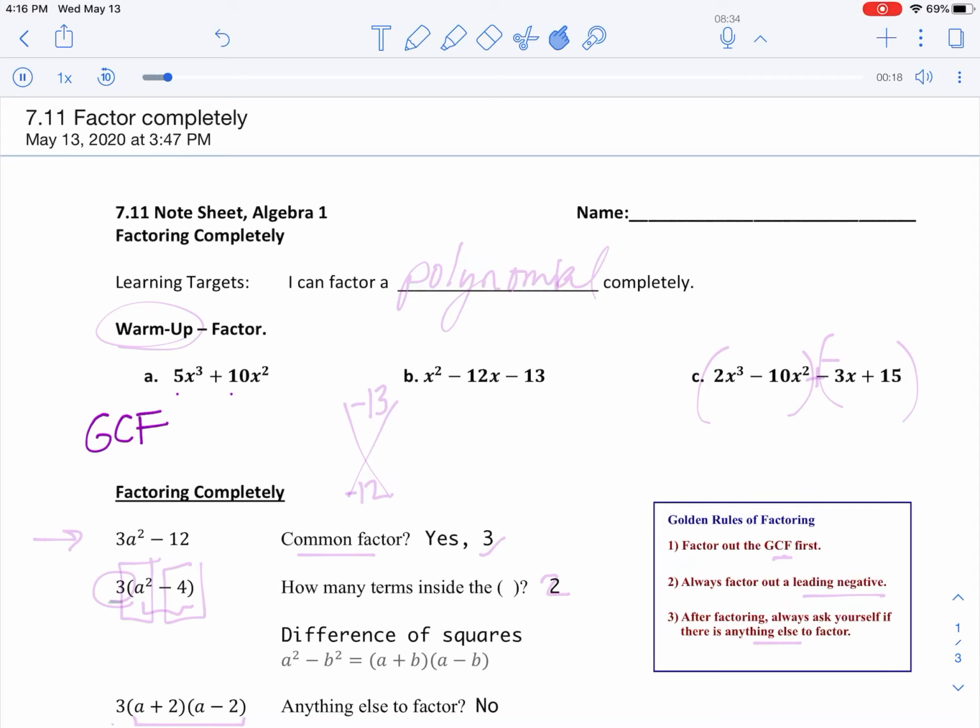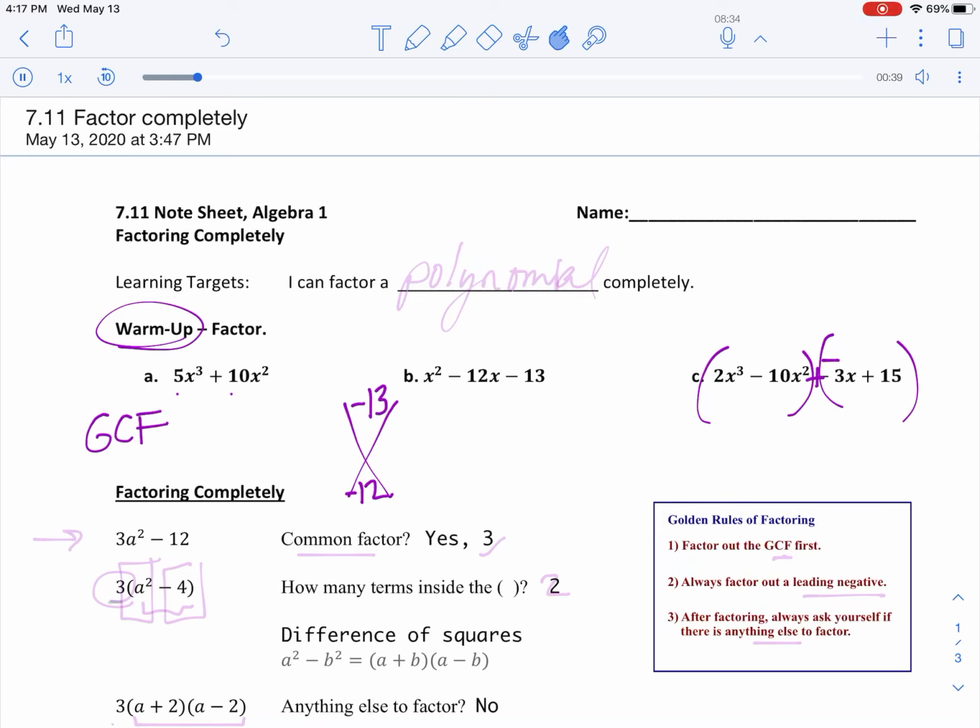For B, this one you have to factor traditionally and look at what multiplies to negative 13 and adds to negative 12. And for C, you're going to factor this by grouping. Make sure you change that middle negative to a plus and negative before you factor. I'm not going to solve these. These are all warm-ups from 7.9 and 7.10.